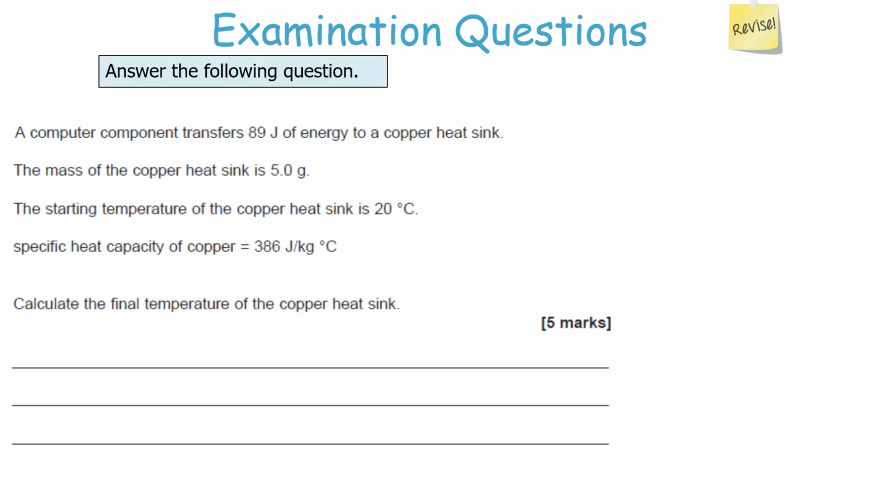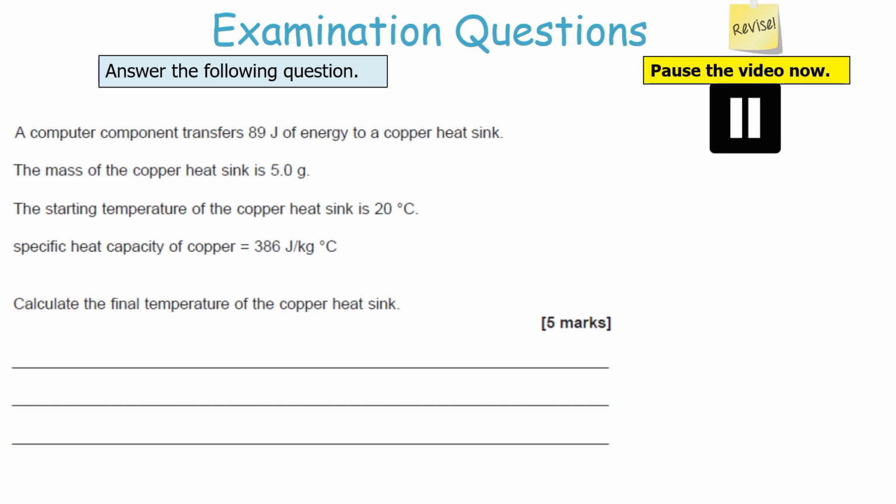The next question says a computer component transfers 89 joules of energy to a copper heat sink. The mass of the copper heat sink is 5 grams. The starting temperature of the copper heat sink is 20 degrees Celsius. The specific heat capacity of copper is 386 joules per kilogram degrees Celsius. Calculate the final temperature of the copper heat sink. So pause the video now, then unpause the video when you want to go through your answer.